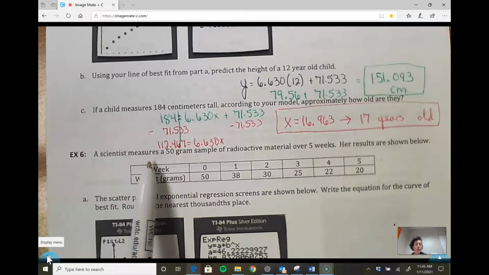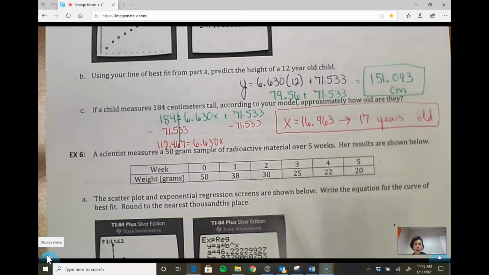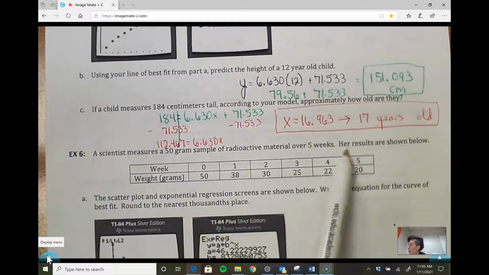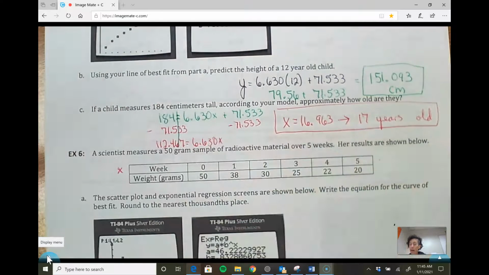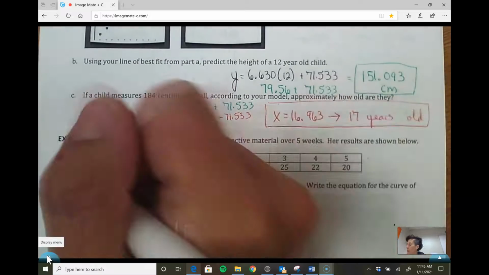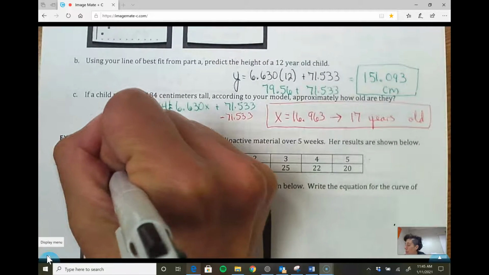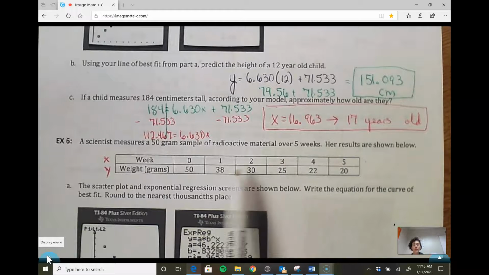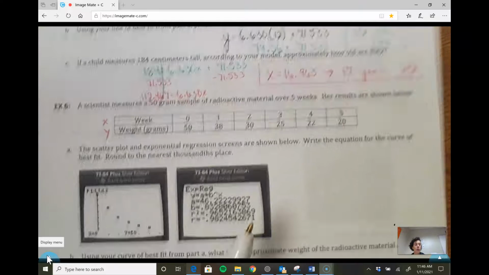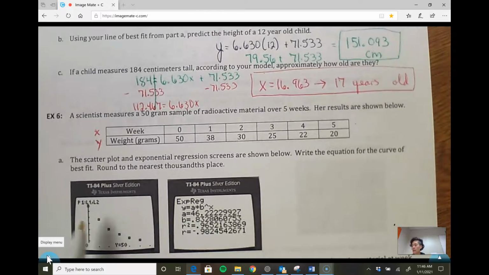A scientist measures a 50-gram sample of radioactive material over 5 weeks. Her results are shown below. So again, X is going to be weeks, and Y is going to be the weight in grams. So we've got our data. Okay, if you notice, it goes down, down, down. It keeps going down. So when I put this data in, though, there's a slight curve to it.